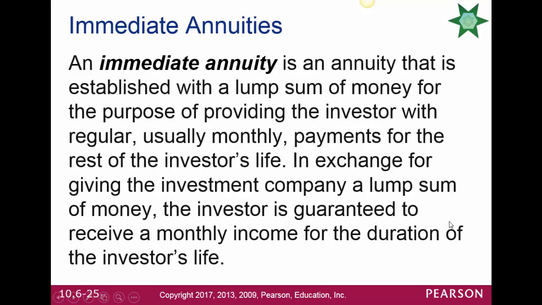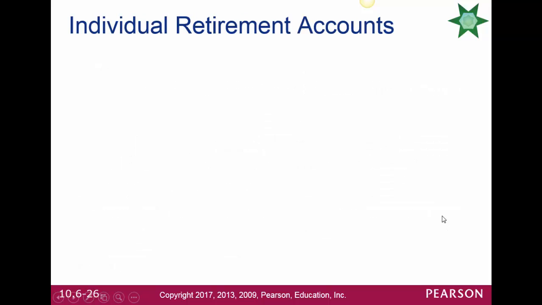An immediate annuity is an annuity that is established with a lump sum with the purpose of providing the investor with regular, usually monthly payments for the rest of the investor's life. In exchange for giving the investment company the lump sum, the investor is guaranteed to receive the income for the duration of the investor's life. Obviously, there's a downside to this. If the investor doesn't live very long, that lump sum is lost.